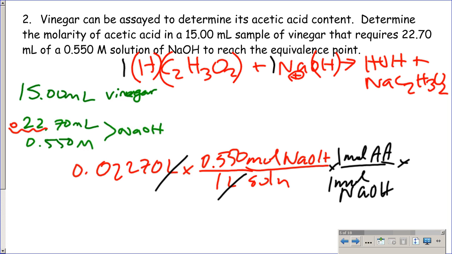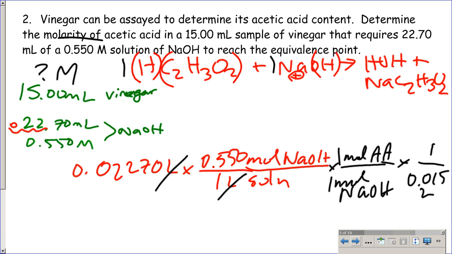Because I'm asking to determine the molarity, sorry, I never usually wrote that down. Determine the molarity of the acetic acid. So I've got moles, so I'm going to divide by how much? 0.015 liters. Only because we went to liters in the beginning, we have to stick with that the whole way.